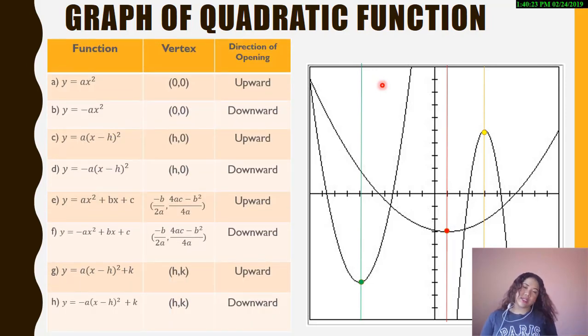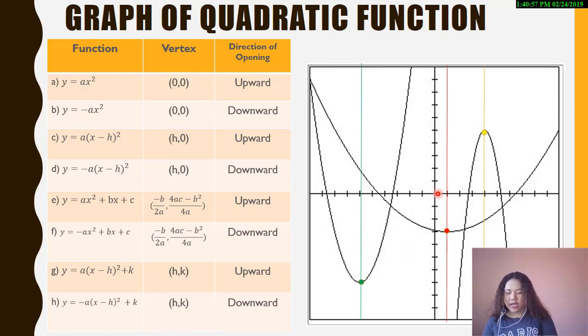Here is a table that will help you determine the direction of opening and the vertex of a certain function. For example, y is equal to ax squared. For example, we have y is equal to 2x squared. The vertex of 2x squared is at the origin, or at (0, 0), and it will open upward. But if it is negative 2x squared, then it will open downward, but the vertex is also at the origin.